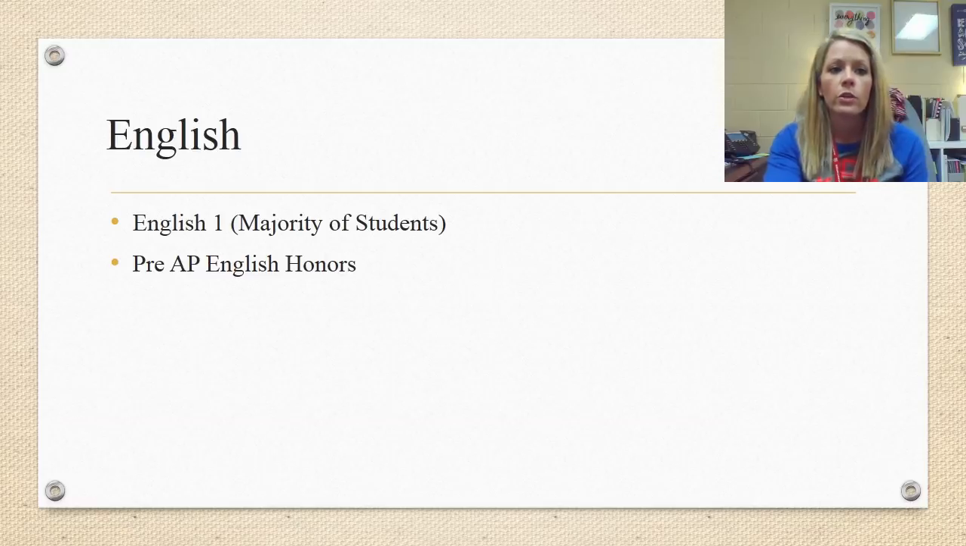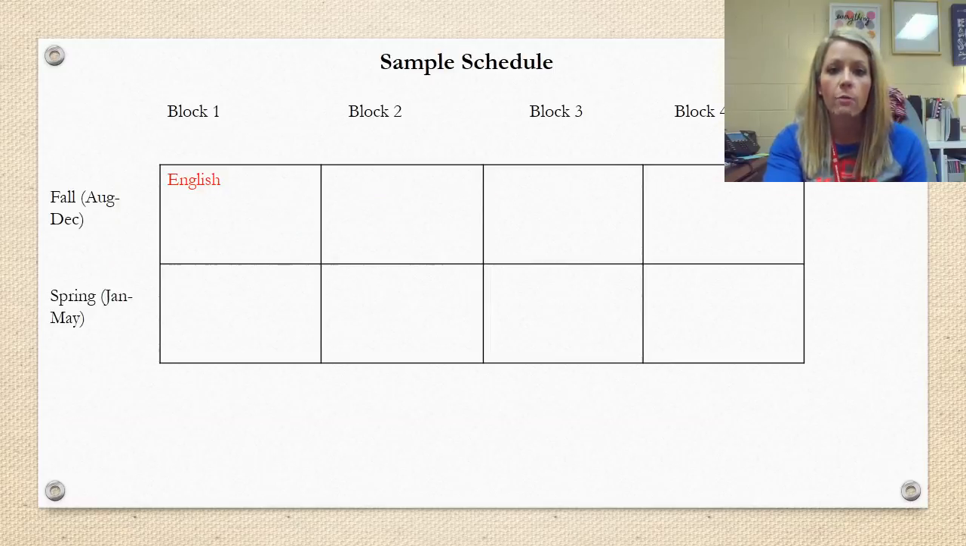So what we're going to do is go back to our sample schedule that you guys created, and in one of those boxes I need you to write in English like I did here. Go ahead, you can write in English, you can write in AP English. This is just a sample schedule for us so that you can understand what I'm looking at whenever I'm doing schedules. All right, so once you have that written in, that takes up one of our classes.